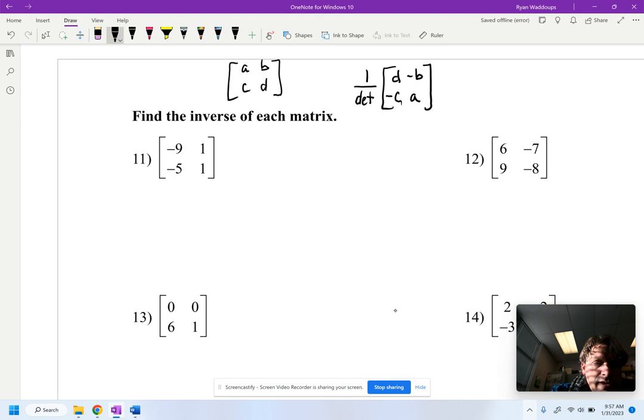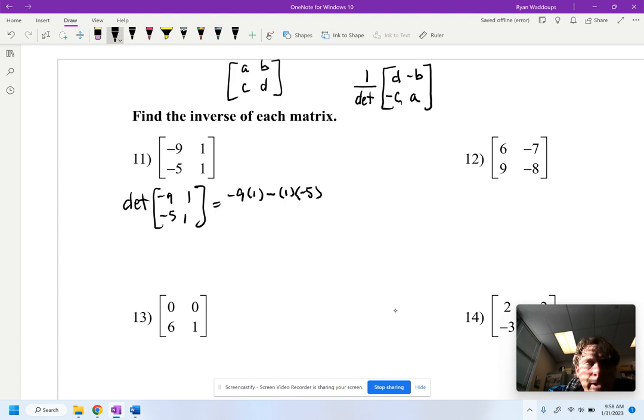So let's look first here. The determinant of this matrix, negative 9, 1, negative 5, 1, would be negative 9 times 1 minus 1 times negative 5. And that's negative 9. Those two negatives cancel, leaving plus 5. Negative 9 plus 5 is negative 4.